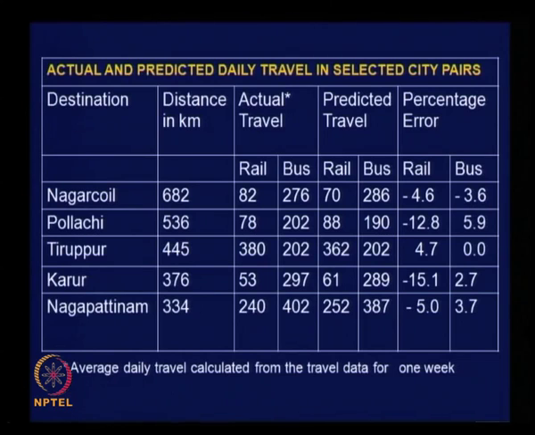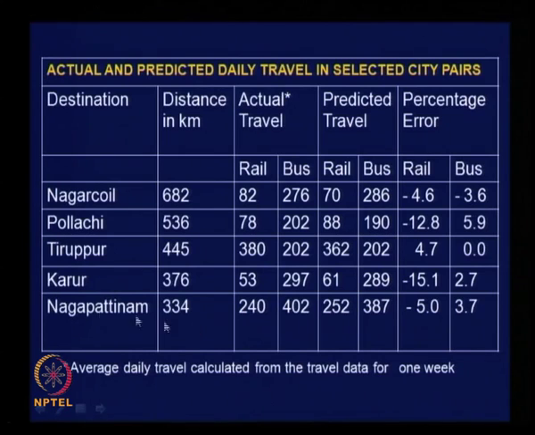This is the comparison. The city pairs considered were Chennai Nagarkovil, Chennai Pollachi, Chennai Tirupur, Chennai Karur and Chennai Nagapattinam, 5 city pairs. You can see distances given here, and in this particular case you have q value to be 0 for 2 city pairs and the other city pairs will have q to be 1. Actual travel by rail and bus are given here, predicted values using the model are given here, and percentage error is also shown here.